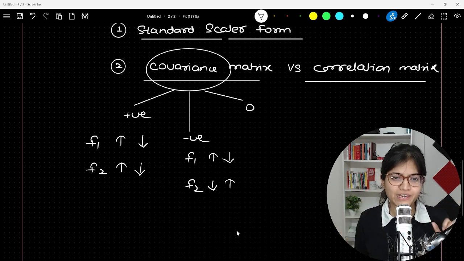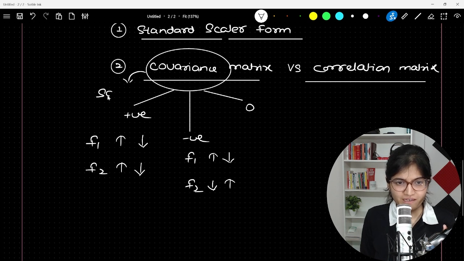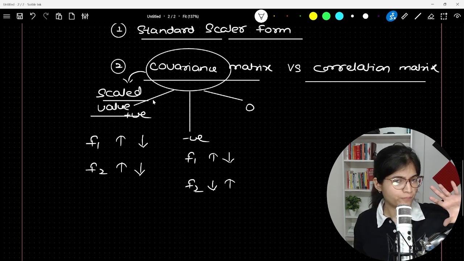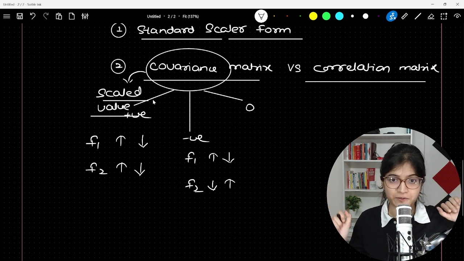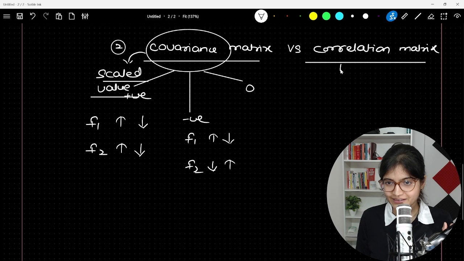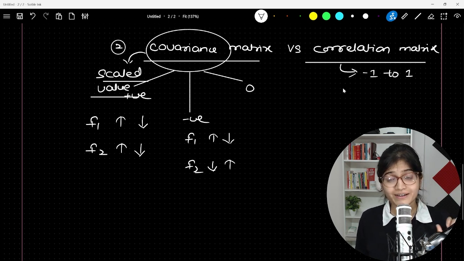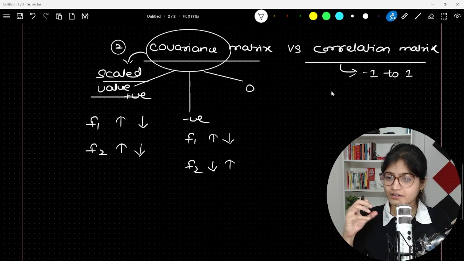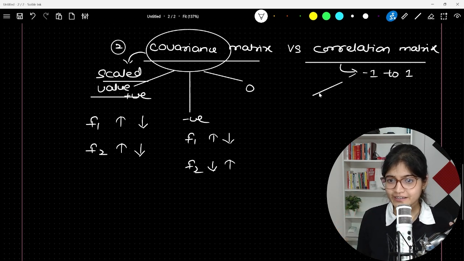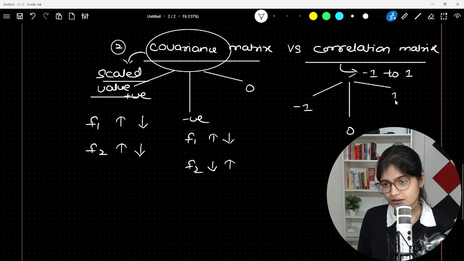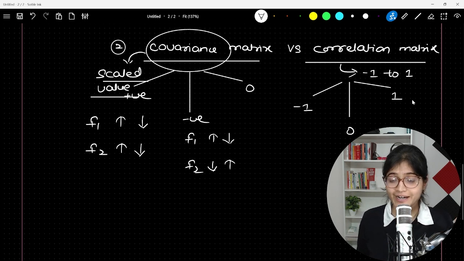Now, the covariance value will be having some scaled value, right? So either it will be some positive, there is no specific range as such. But when we're talking about correlation, it has a specific range from -1 to +1. So it is not dependent on any unit. It is not a scaled value, right? It's just that you can be having a negative correlation, or a 0 correlation, or a positive +1 correlation, right? Negative again indicates the same thing, right?